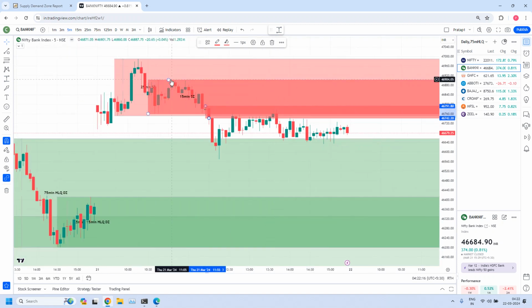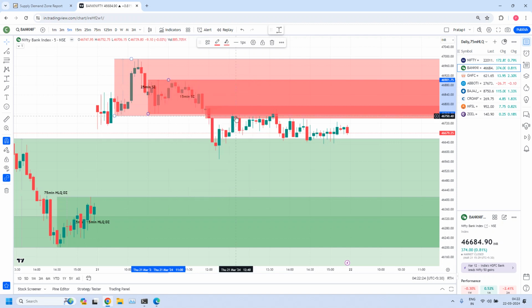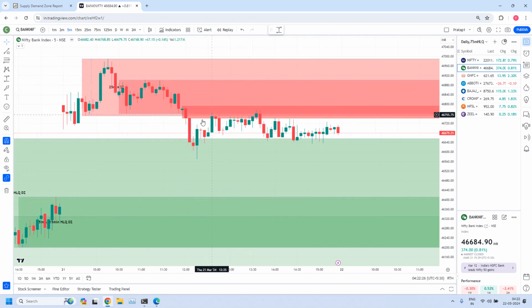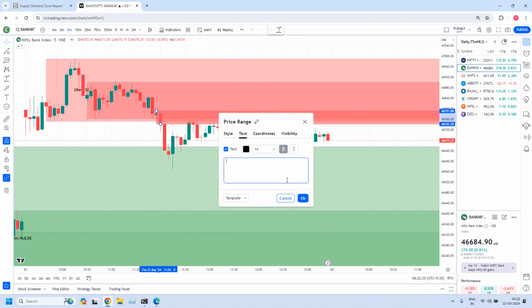What I do, let me reduce the color darkness for the 15-minute zone, so that we know it is the 15-minute zone. So this is the 15-minute zone. This is a high liquidity zone. That is the reason why it is holding the prices. This is the 5 minutes high liquidity supply zone.